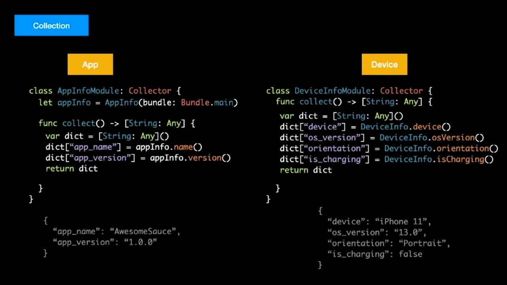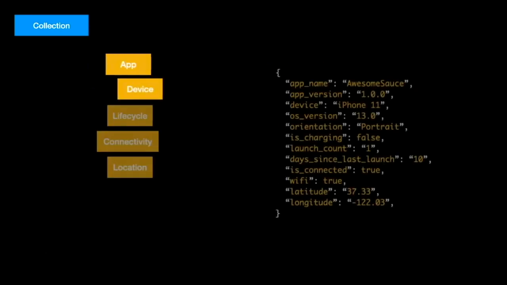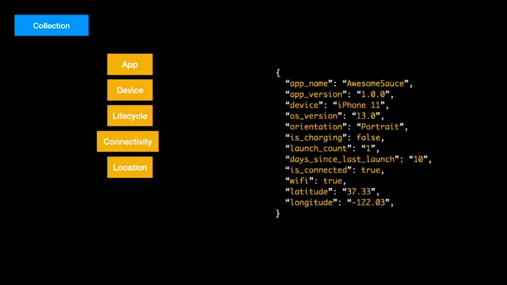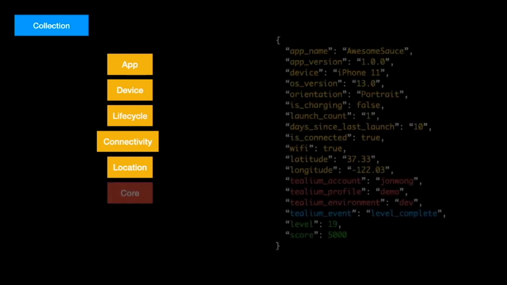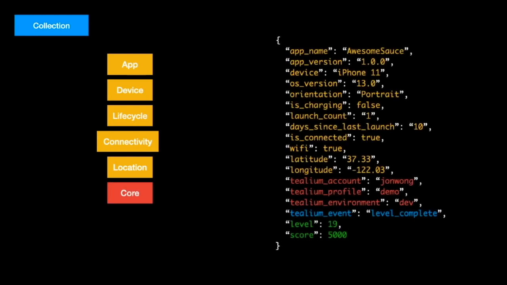So when that tracking call is made, the core module asks all of its individual modules for their data so it can package it up into a request object as seen here. Then the core module adds any platform-specific data it needs. And finally, we pass in any client information that was in the request. So if you remember, that was level complete along with the level 19 and the score 5000.